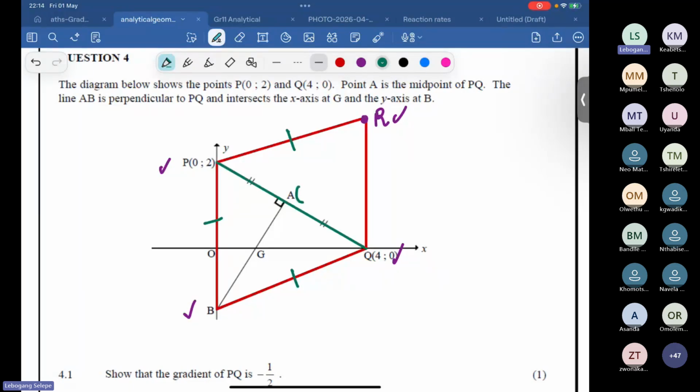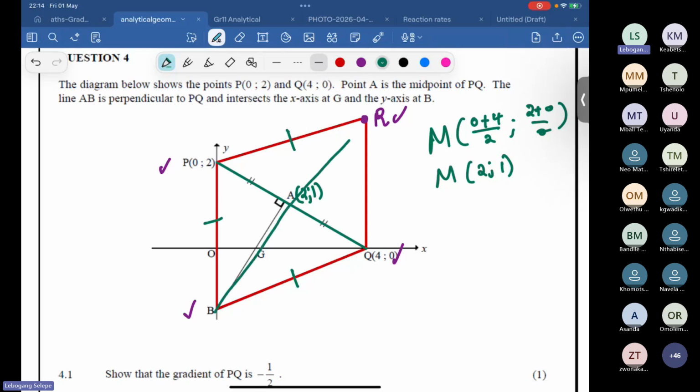The midpoint here is going to be 0 plus 4 divided by 2, which is 2, and the y-coordinate is 0 plus 2 divided by 2, which is 1. So the midpoint is (2, 1). We know that diagonals bisect each other. These two lines are cutting each other at the midpoint A here, so this is equal to that, and that must also be equal to that. So these two lines have the same midpoint.